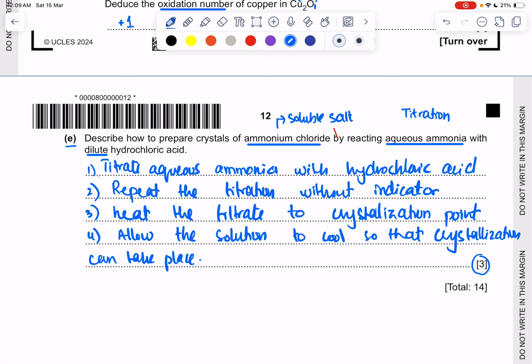And then we have to write: filter and dry the crystals between filter papers.